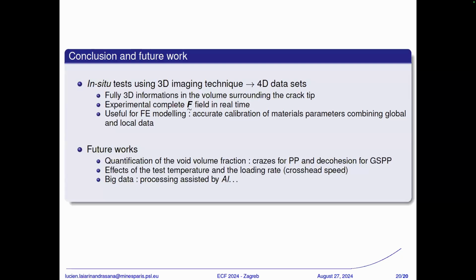So the conclusion is we have done in situ tests using 3D imaging techniques. So this gives you a 4D data set because this is in real time. Second, that you have fully 3D information on the volume surrounding the crack tip. We have measured the complete deformation gradient tensor experimentally. So this was useful to calibrate the material parameters using both local and global data. So the future we can see here.